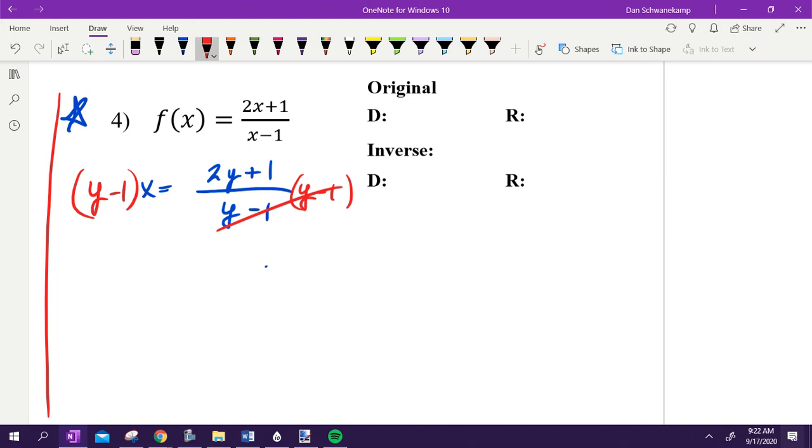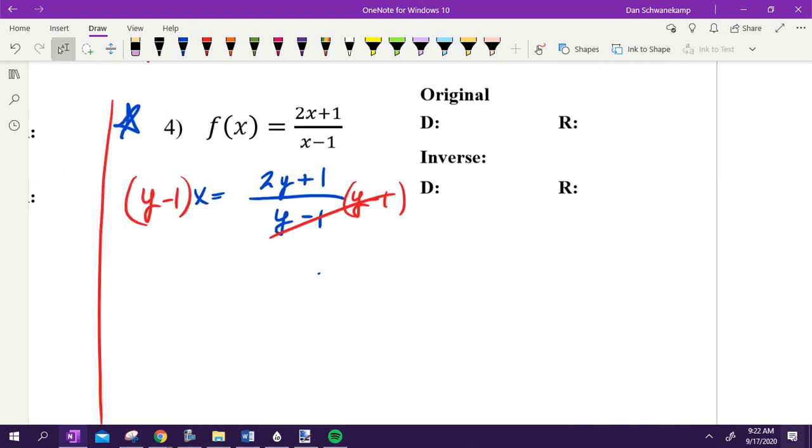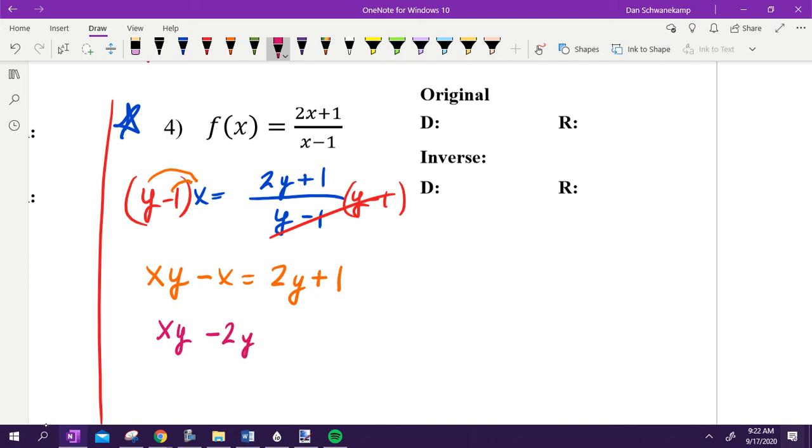So watch what I'm going to do here. I'm going to distribute this y, and a little bit of just trial and error here. I don't want to divide by x because that would be weird. I'm going to distribute that y here, and I'm going to get xy minus x is equal to 2y plus 1. Doesn't look like it helps us, and it really doesn't yet. I need to keep solving here. So I'm going to move the y's to the same side and everything that doesn't have a y to the other side. So I'm going to get xy minus 2y is equal to x plus 1. So I got my y's on the same side now at least.